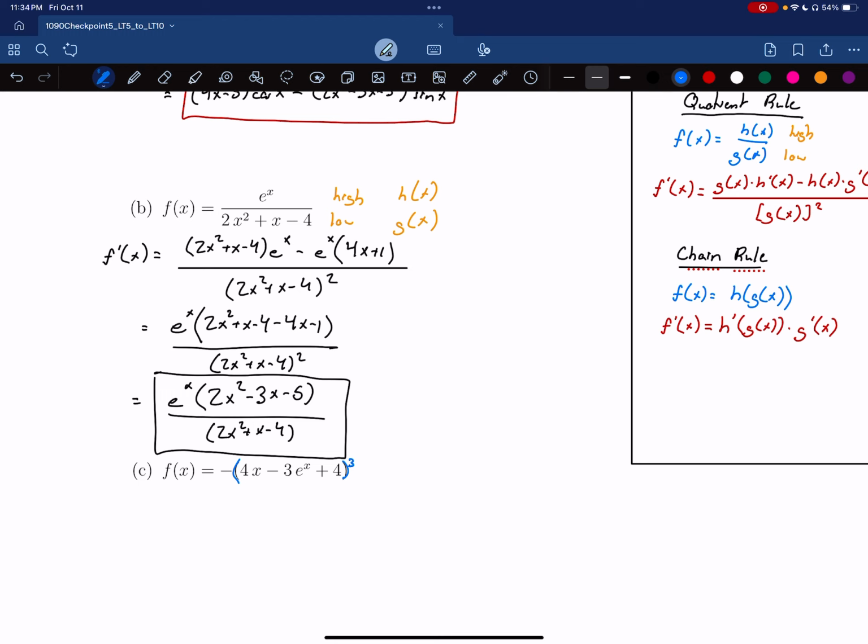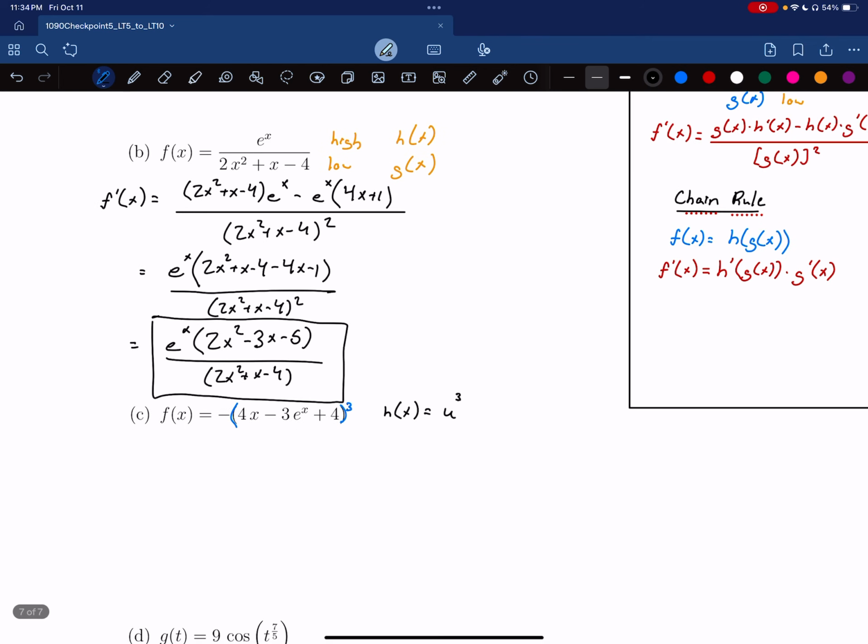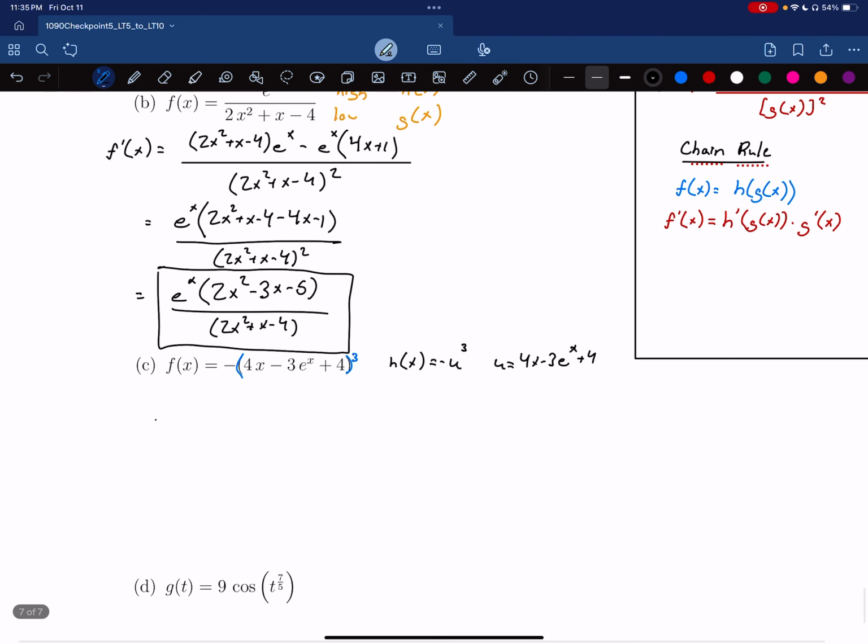So the way I'm thinking about this is h of x is just something, let's just say negative u cubed, where u is equal to 4x minus 3e to the x plus 4. And we need to take a derivative now. So we know that it'll be the derivative of the outside function with whatever's inside of it.